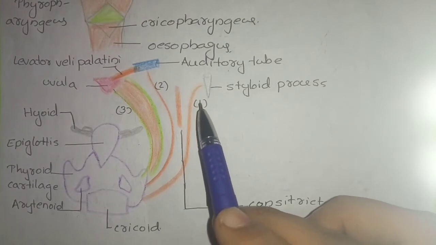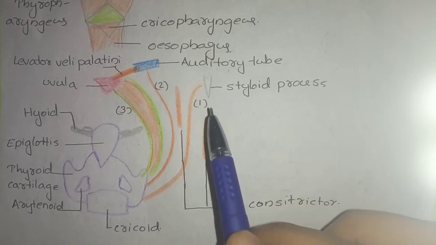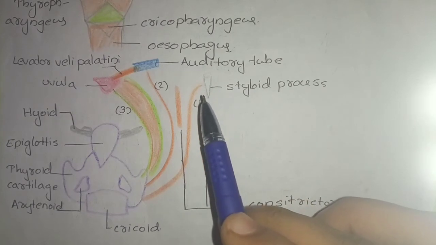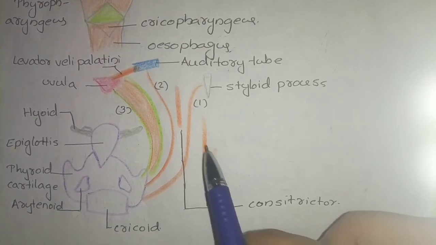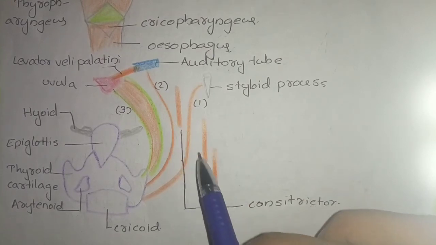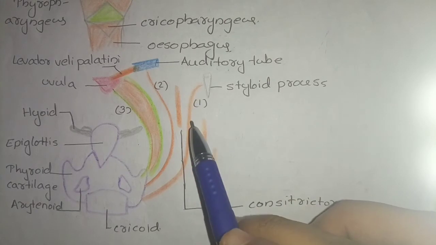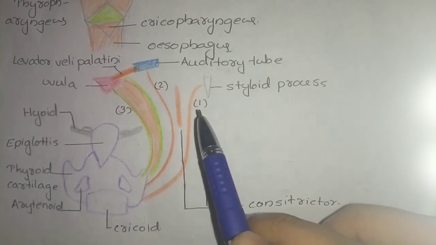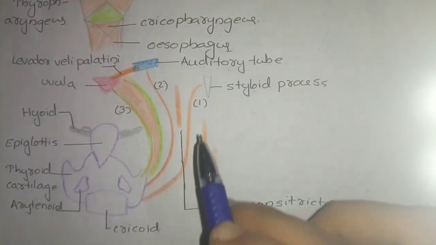This muscle marked as 1 is the stylopharyngeus. It originates from the styloid process and runs between the superior and middle constrictor. All three constrictors are here. It runs between the superior and middle constrictor and runs downward.